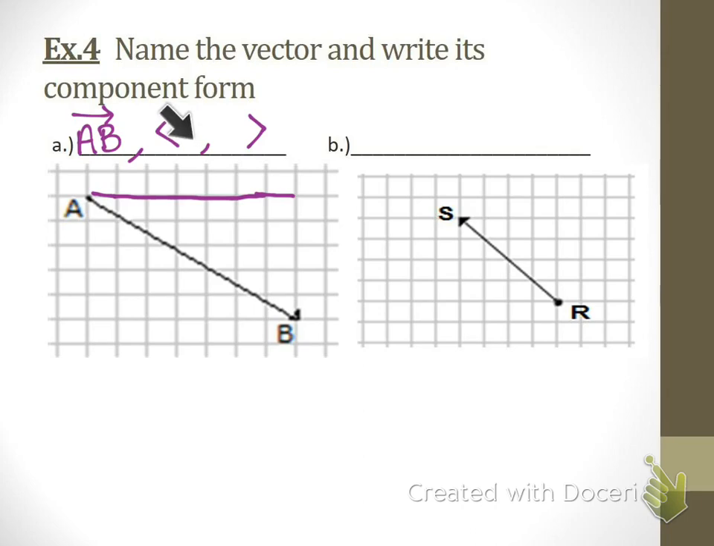So if we're going right 7, what number should I put first? 7. A positive 7. And then where are we going? Down 5. That's a negative 5.